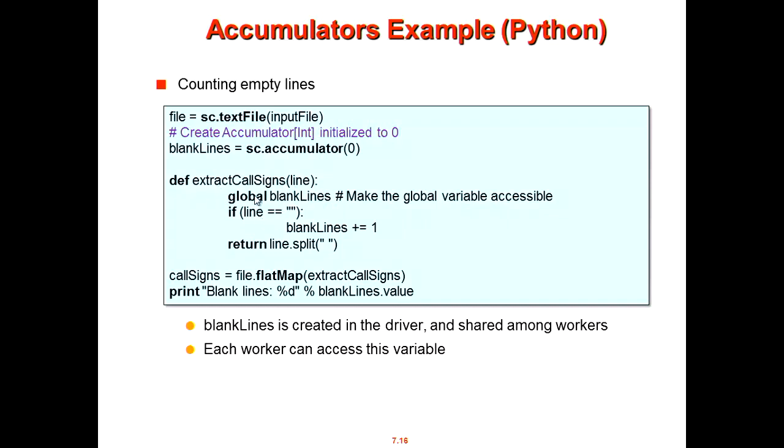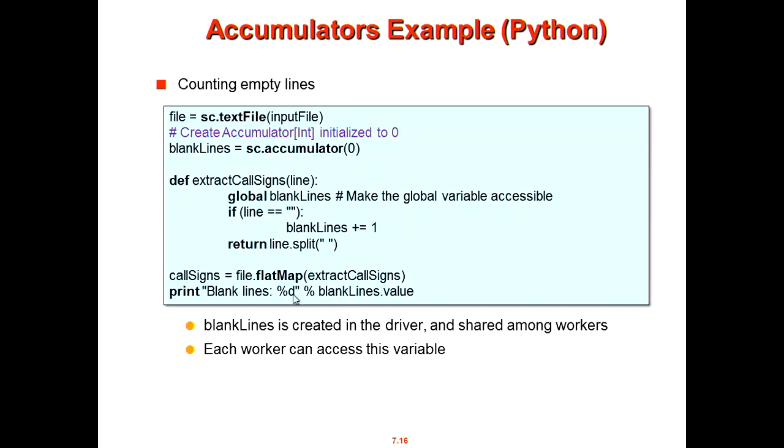In this function, if the line is empty, then we will increase the number of blank lines by the value 1. Remember that this function is performed on the partition data. So for each partition, we use the same function to do the job. Each partition will have results for these blank lines, and then finally, the results will be aggregated together.